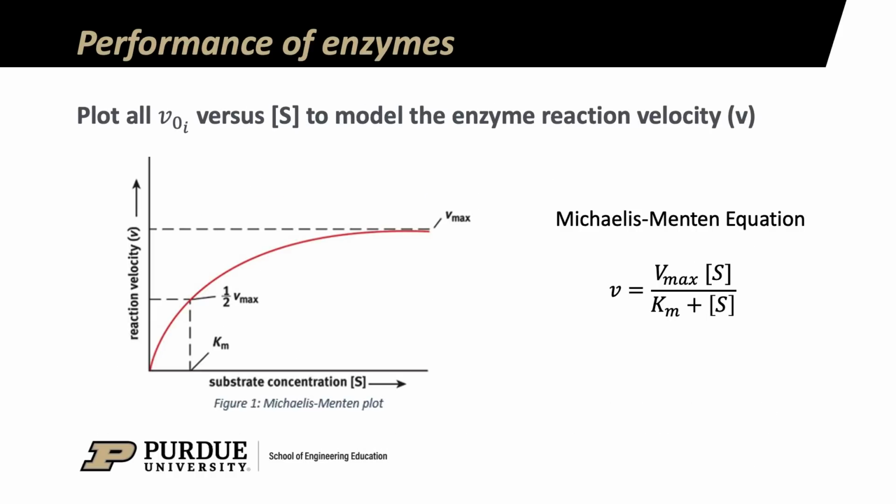When a plot is made of the reaction velocities as a function of substrate concentrations S, this plot follows the Michaelis-Menten model, given by the equation V equals Vmax times S over Km plus S. In this plot, we know the model but not the constants Vmax and Km. These are the parameters. Vmax tells us the maximum velocity of the enzyme reaction. Km is the Michaelis constant, which is related to the affinity of the enzyme for the substrate. This value tells how well an enzyme binds with its substrate. A lower Km is a better functioning enzyme.